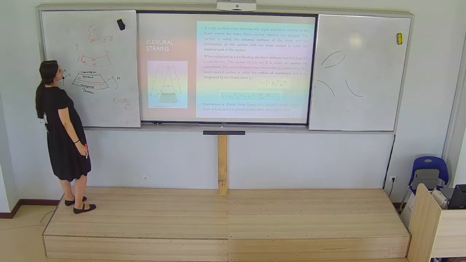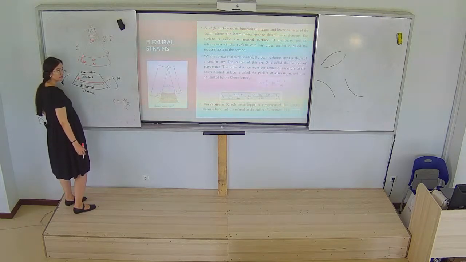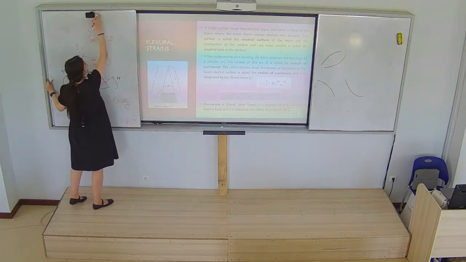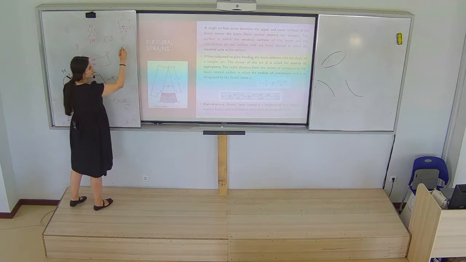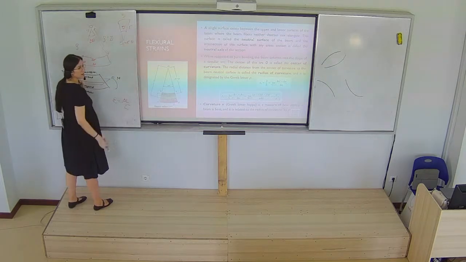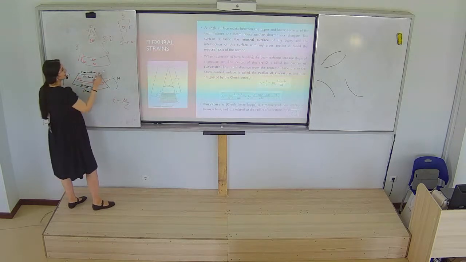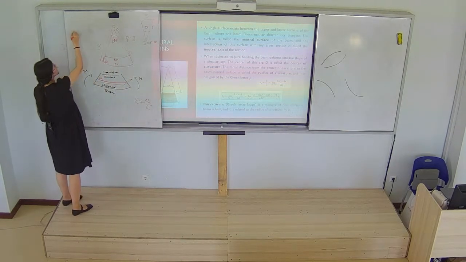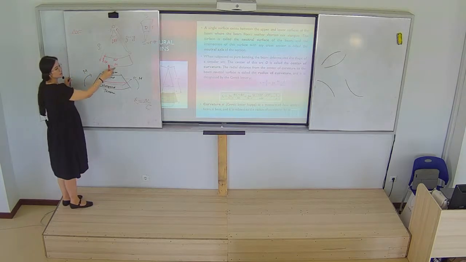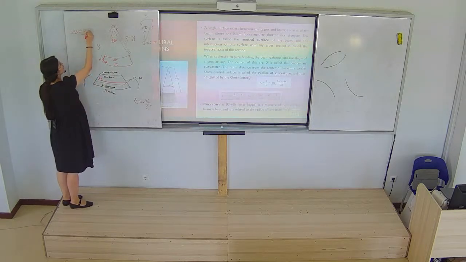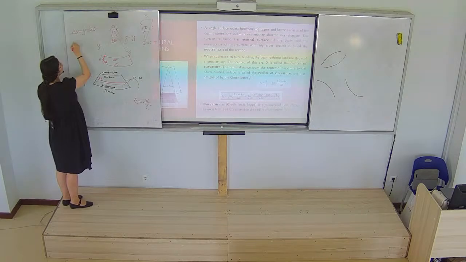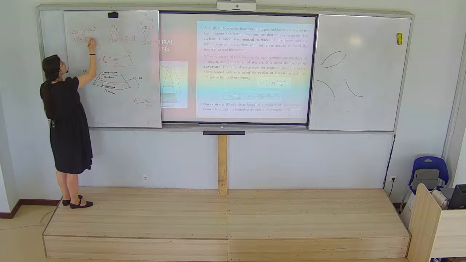So in this case, let's rewrite. What was the formula of arc length? I told you last time with a simple example. This one was S, this one was theta, this one was R. S is equal to R multiplied by theta. In this case, I will rewrite again. Delta x is equal to rho multiplied by delta theta. Delta x prime is equal to rho minus y multiplied by delta theta.